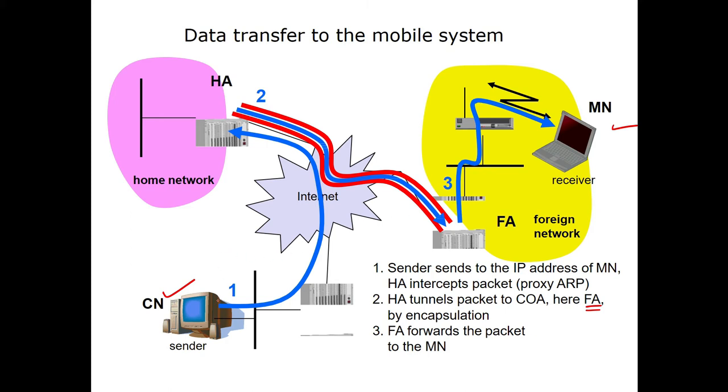So how is the data transferred? First, the sender sends to the IP address of the mobile node, and the home agent intercepts the packets, sends a proxy address resolution protocol (ARP) reply, and then the tunneling process takes place. Tunneling means, as we all know, that the data packets move from one network to another network, from CN to the home agent, and it tunnels to the care of address. Here the foreign agent receives the data packets through the encapsulation process. Already I have explained encapsulation, and the foreign agent forwards the packets to the mobile node. Hence the data is transmitted to the mobile system.